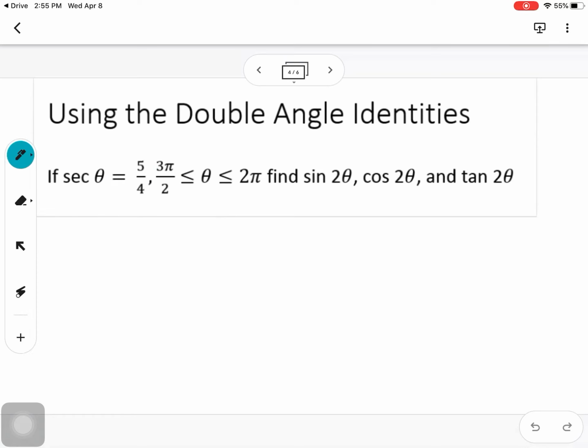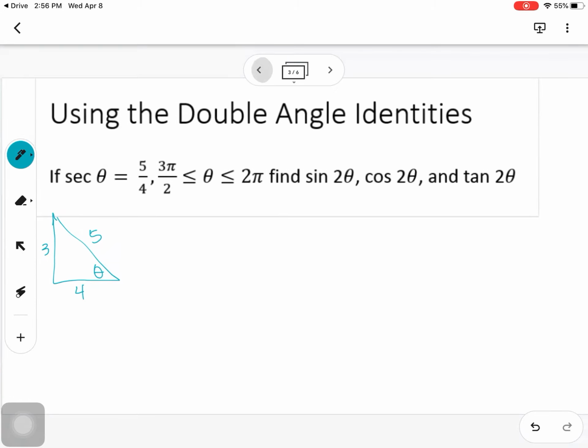So with these, this is like the last type that we did last time on 7.3. I always start by drawing my triangle. Here I only have one triangle because it's just my theta. Secant is the reciprocal of cosine. So the 5 is my hypotenuse and the 4 is my adjacent. And then you can do the Pythagorean theorem to find this missing side, which is 3.